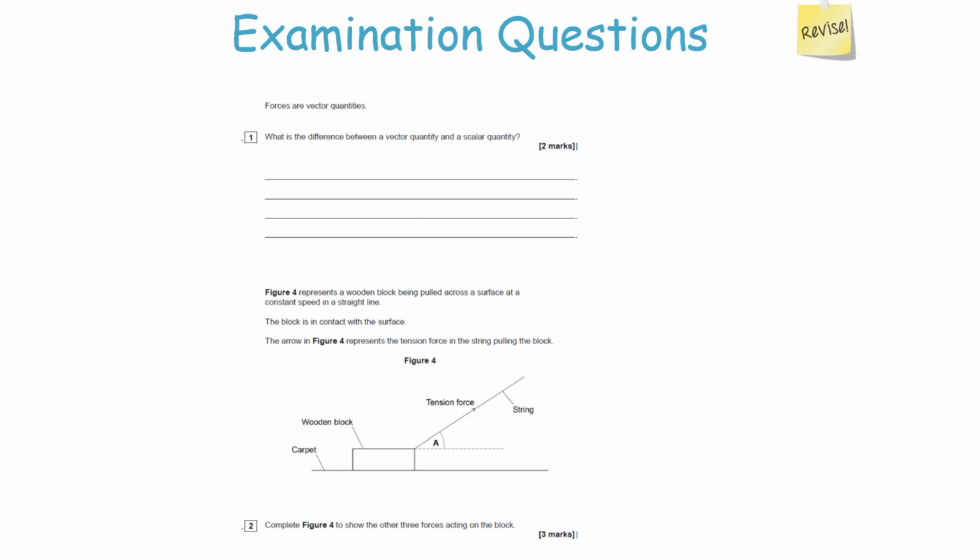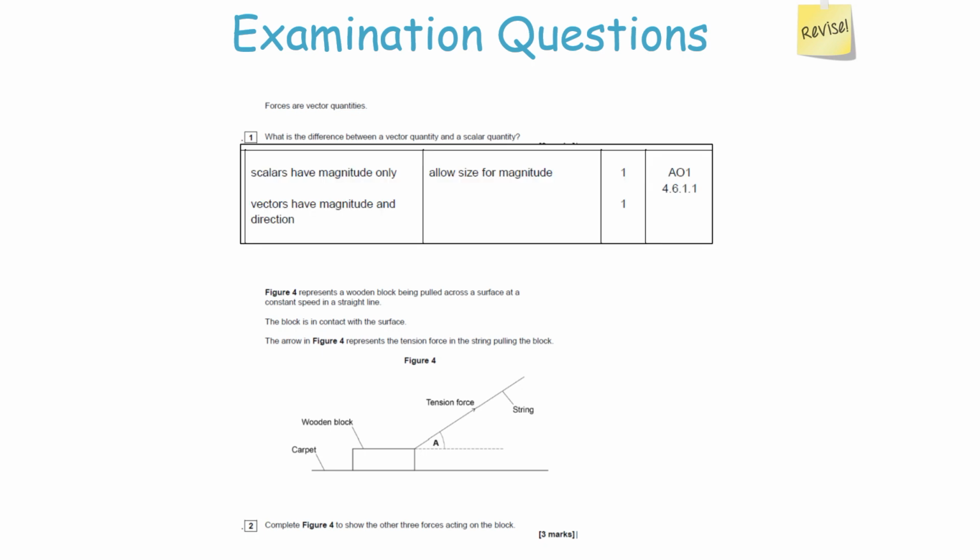Right, once again, you've just got to learn what a vector and a scalar quantity is. So scalars are quantities with a magnitude or size or value only, whilst vectors are quantities with a magnitude, value, size and a direction. Now the next question is drawing the free body diagram. Remember, with a free body diagram, arrows represent the direction of the force by the direction of the arrow. They represent the size of the force with the length of the arrow, and they represent what the force is with the name labeling the arrow.